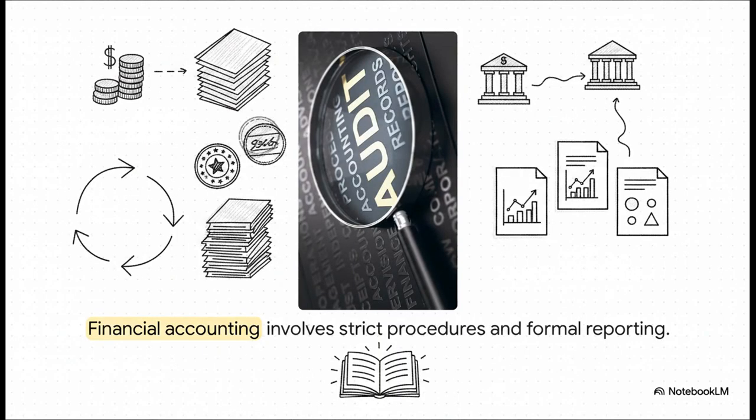Let's zoom in on the financial side for a second. Because outsiders like banks and the government rely heavily on this data, financial accounting has to play by very strict rules. It rigorously follows standardized auditing procedures. The outputs have to be official, things like the statement of profit or loss or the statement of cash flows. Basically, it's the formal, historical, and totally verifiable record of the business.